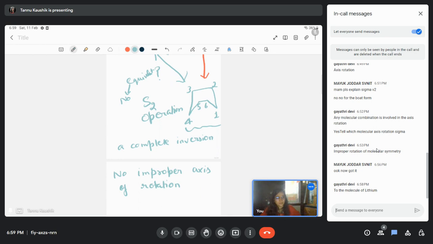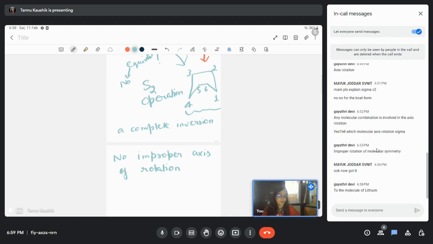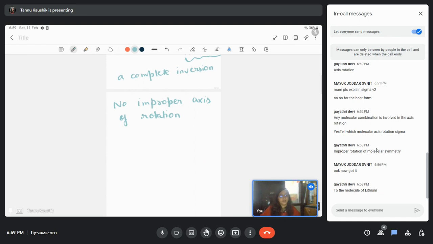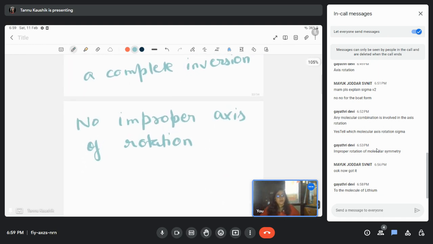So the molecule of lithium... Gayatri, I'm not getting your question. If you want to ask, be very specific about it and mention the molecular formula for it. If you can do this, then I'll try to help you.